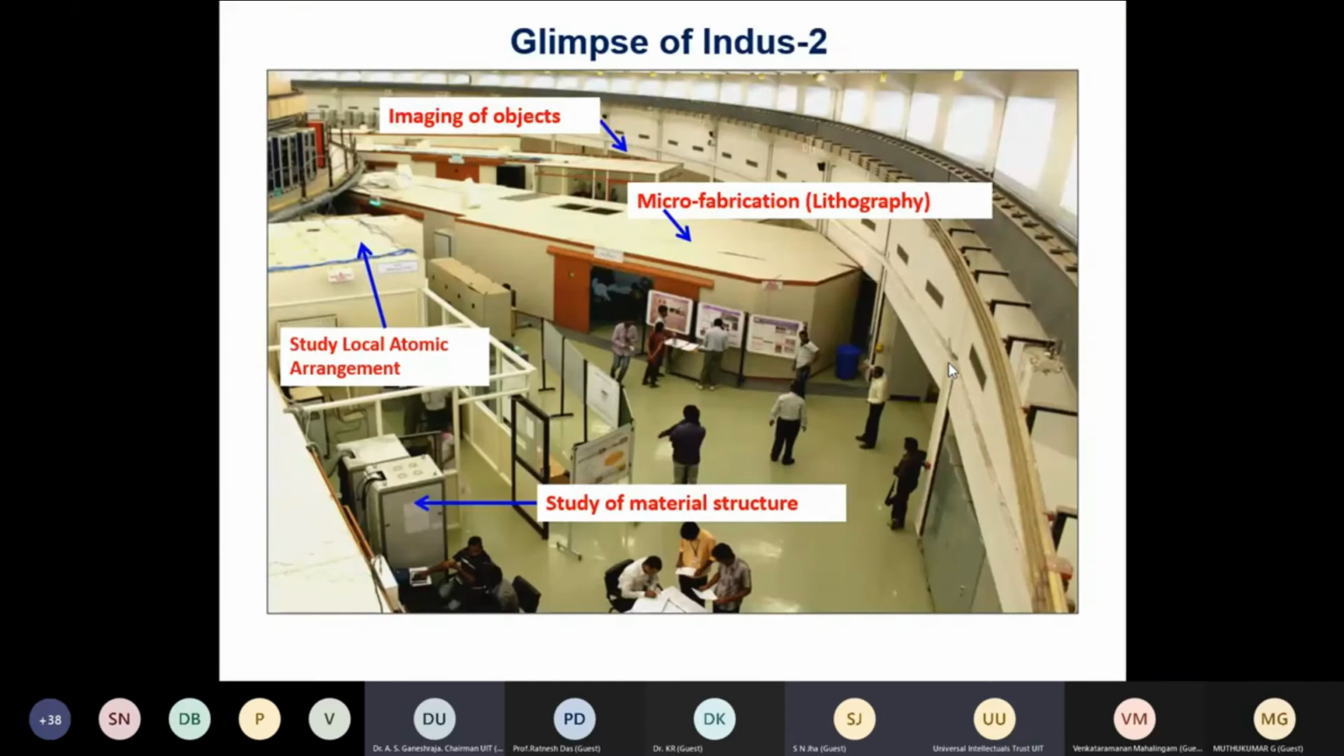Okay, so this is a glimpse of the Indus 2 machine, where you can see the beam lines. This is a beam line for structural characterization, and this is the beam line for microfabrication. This is the beam line for imaging objects. You can see the whole beam line is housed in a lead house. This is an enclosure made out of lead sheets, so that no radiation comes out into this area for normal users, researchers.